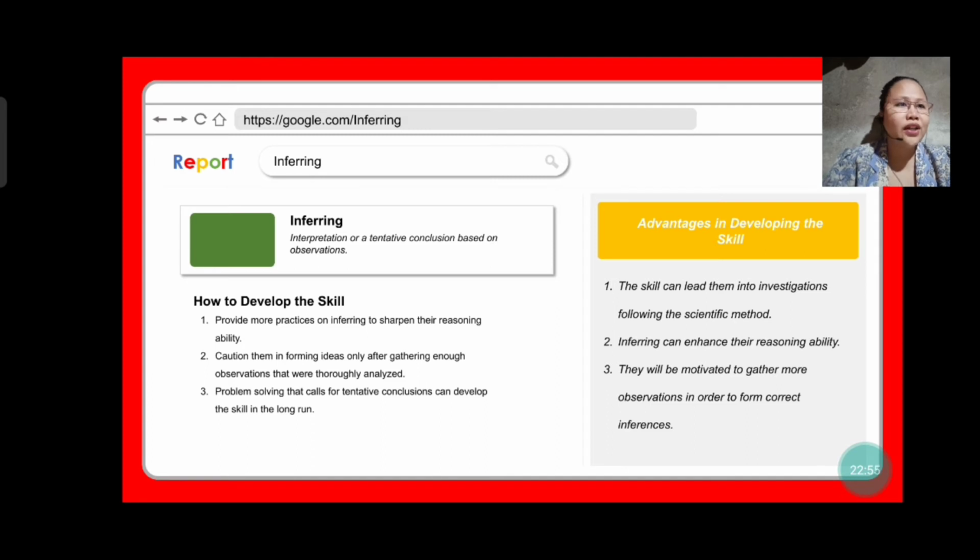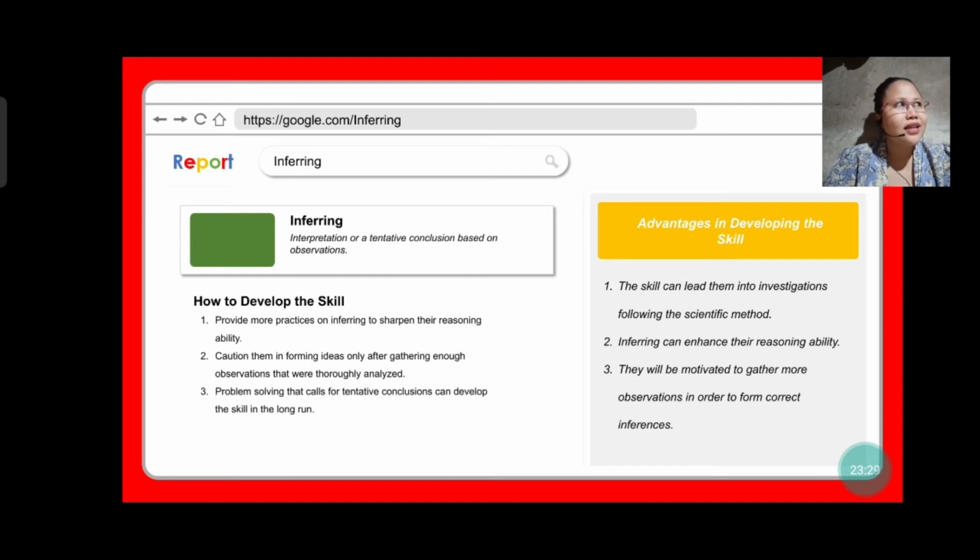So they will now gather the data for it. So the second advantage of developing the skill of inferring is that inferring can enhance their reasoning ability. Since they practice, based on what they have observed, they will interpret and make a tentative conclusion. So in the long run, they can enhance their reasoning ability. And then third is that they will be motivated to gather more observations in order to form correct inferences.